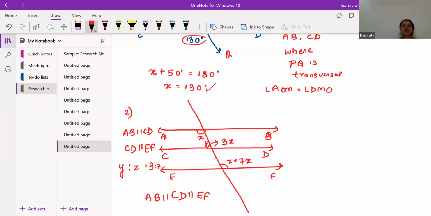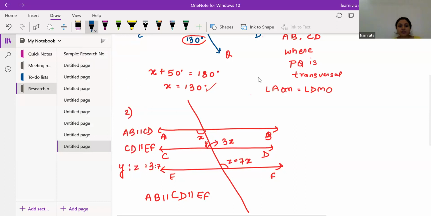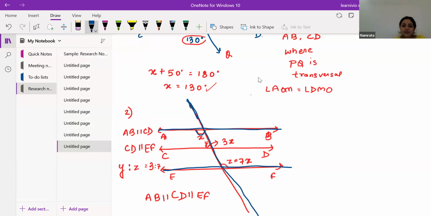All right. Now, if we focus on the parallel lines, let's see whether both are making any angle with each other or not. If AB and EF are parallel with each other, and this is the triangle, then can we say this X and this Z will be equal? Can you see that Z and X will be the same? Because both are a pair of alternate interior angles.